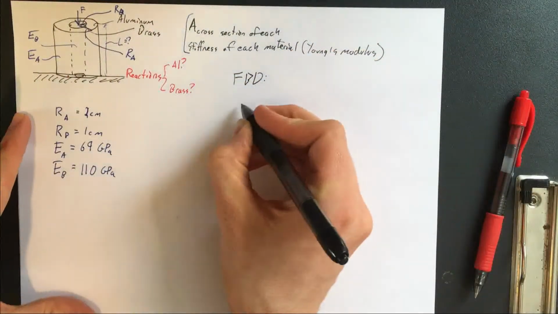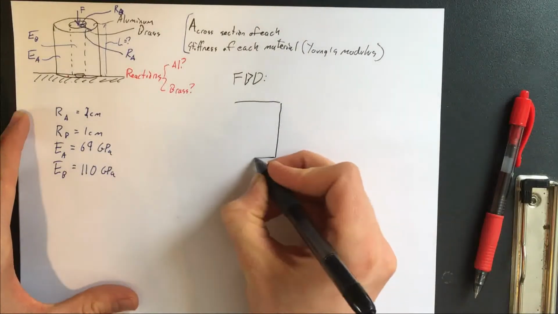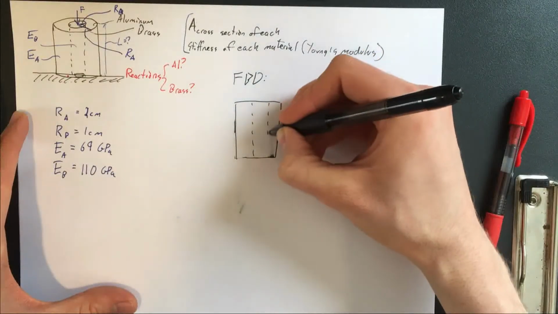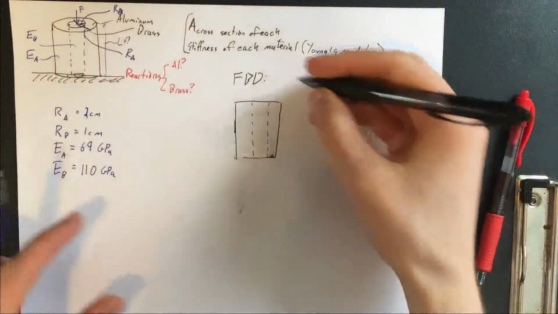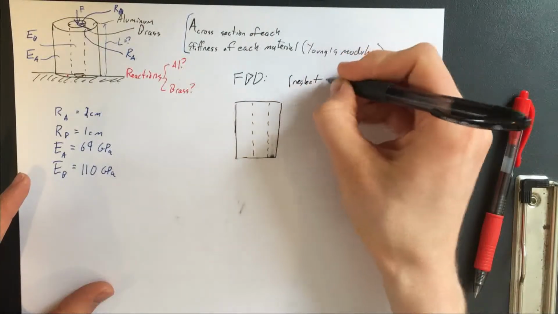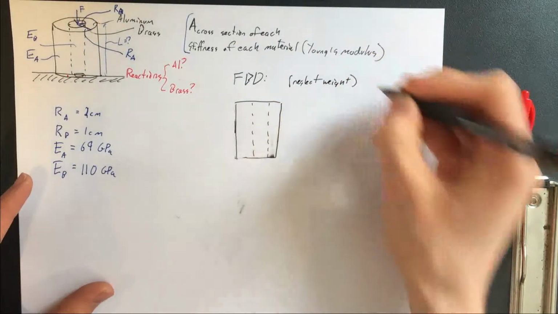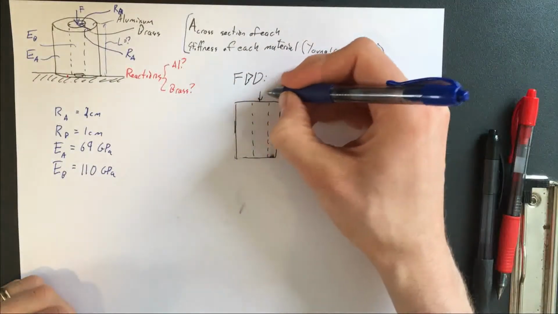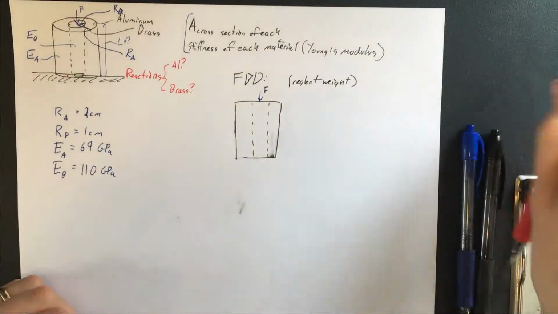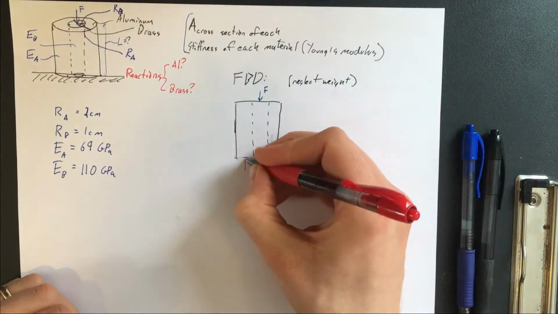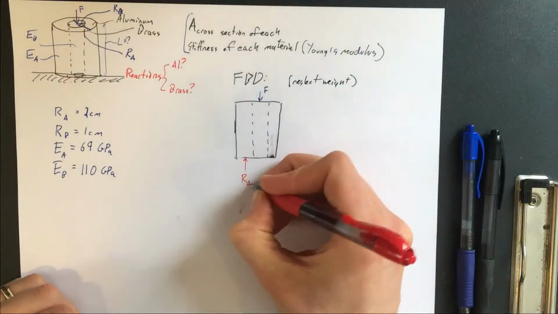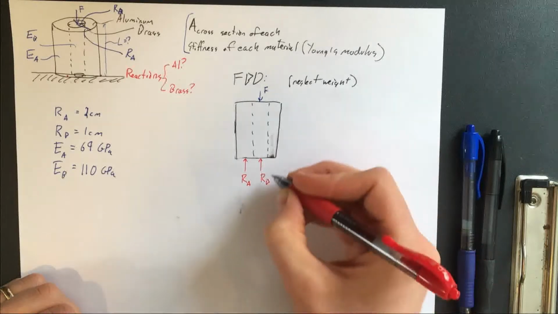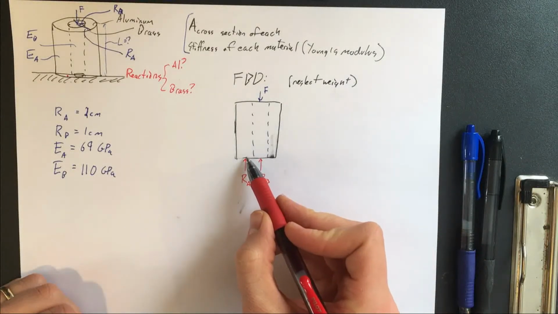So we have our free body diagram. I'm just going to draw a side view of what it looks like. We're going to neglect weight for now. In this case, we have force applied downward on the material, and we know there could be some reaction force applied to the aluminum. There could be some reaction force applied to the brass.